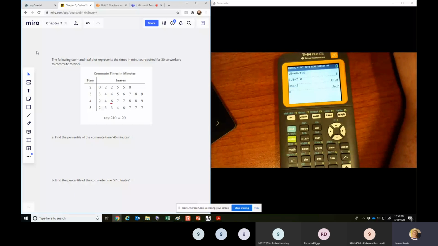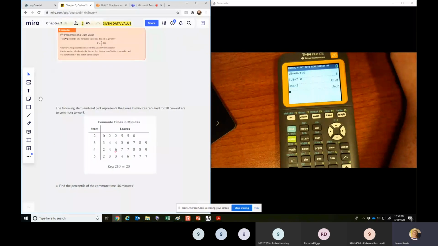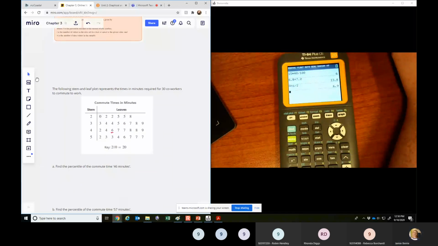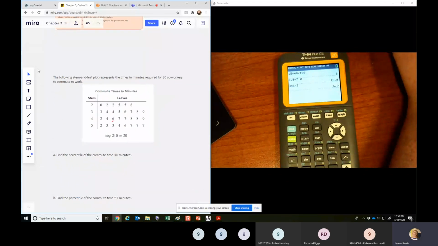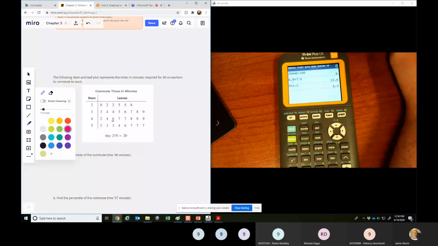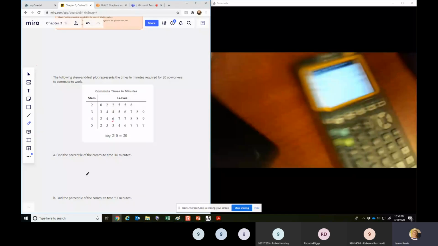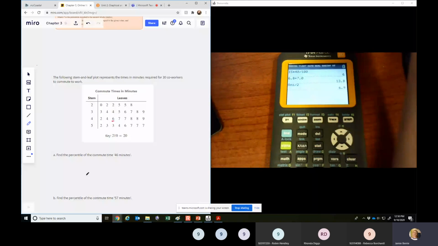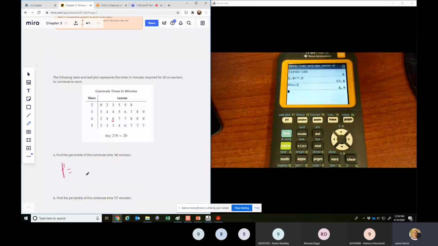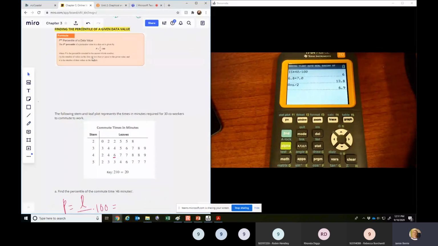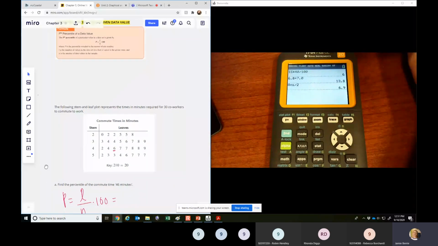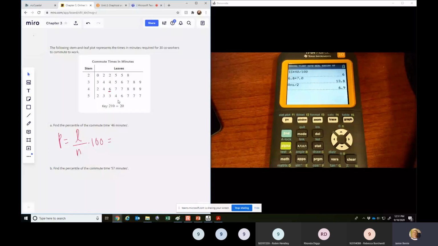All right, so let's look at our formula. P equals location divided by sample size times 100. Okay, so, oh my goodness gracious. All right, try again. Percentile equals location divided by sample size. Let me make that a cursive L times 100. All right, so let's see how they define location. L is the number of values in the data set less than or equal to the given value. Okay, so the number of data values that are less than or equal to 46.